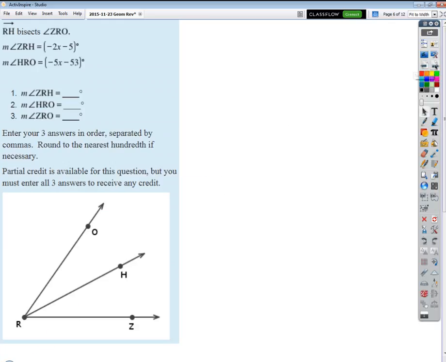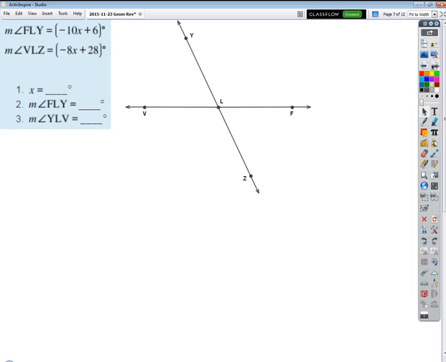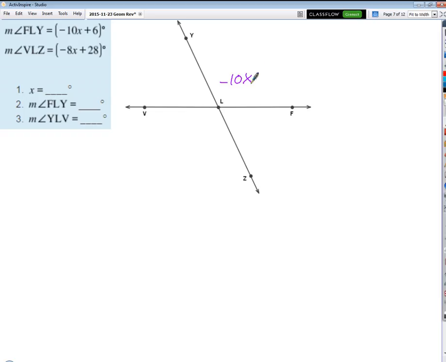Okay, so this one, we can skip this one. This guy. This is another one that's really a quick one. Now, if you look at these two angles, FLY is this big angle up here, so that's negative 10x plus 6 degrees, and then VLZ is this bottom one, right? And that's negative 8x plus 28.